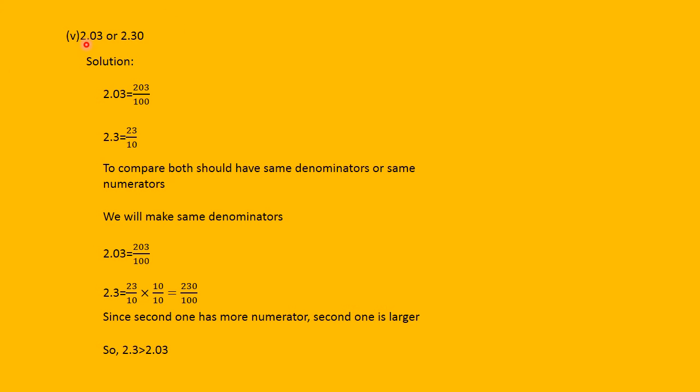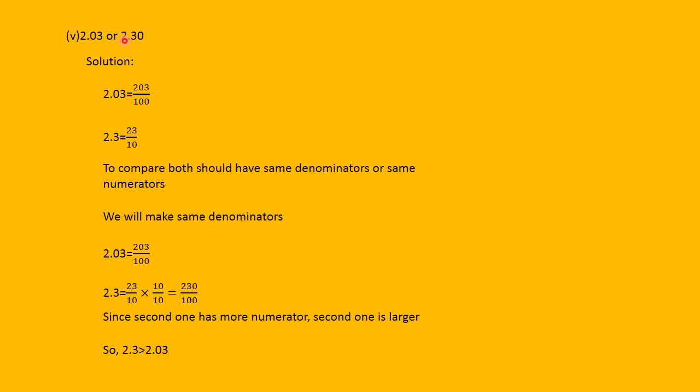Now let us see the fifth question of the same exercise 2.5. 2.03 or 2.30, whichever is greater. First of all, we will convert the decimal numbers in terms of fraction. And because we have two decimal places, what shall we do? We have to divide it by 100. So without decimal, you will write 203 divided by 100 because we have two places after decimal.